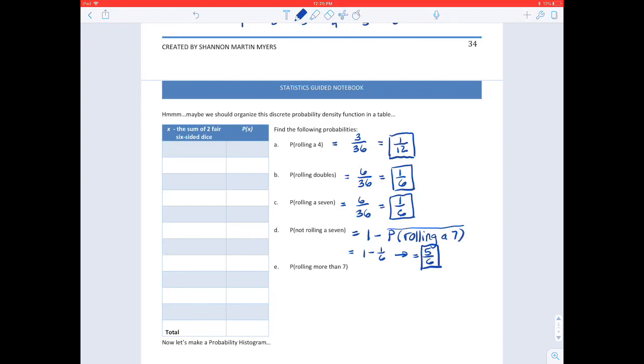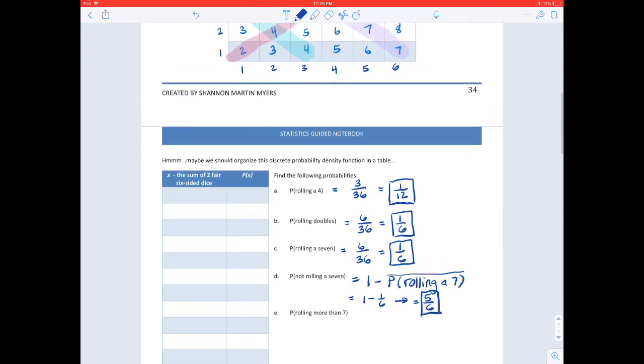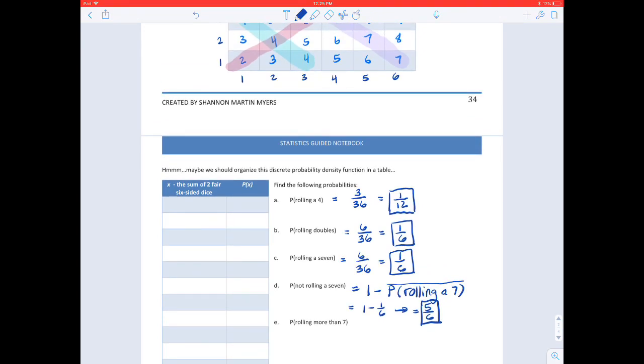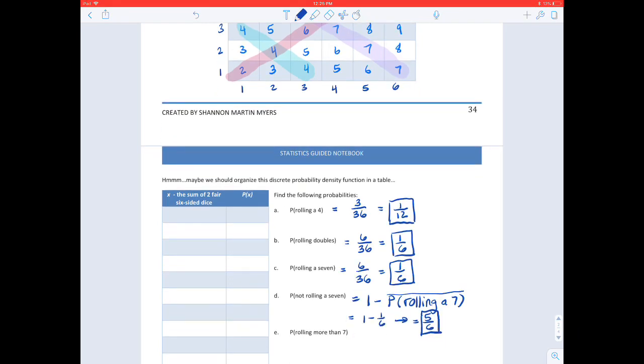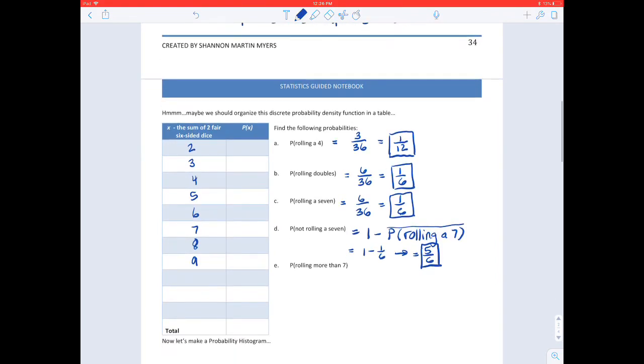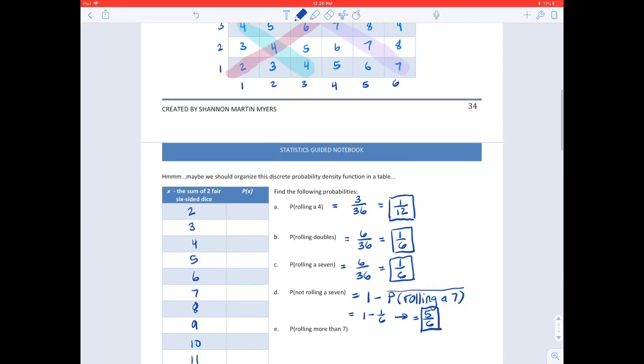Okay, we're going to do this last part, E, after we do our table. All right, so here we go. Remember all of the different sums that we got. This time we're not going to repeat them. So basically, with 2 dice, the smallest value is 2. You can roll a 3, a 4, a 5, a 6, a 7, an 8, a 9, a 10, an 11, or a 12. Cool so far?